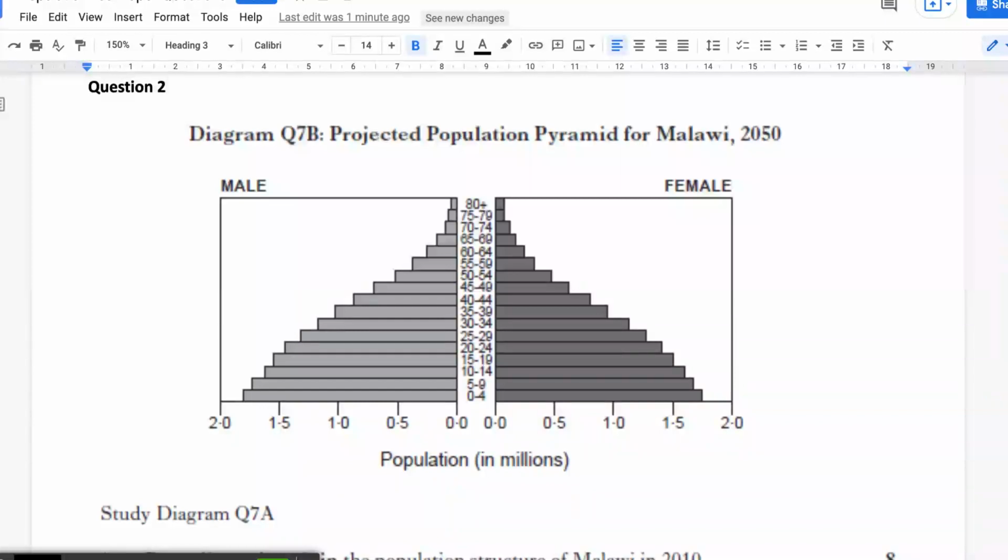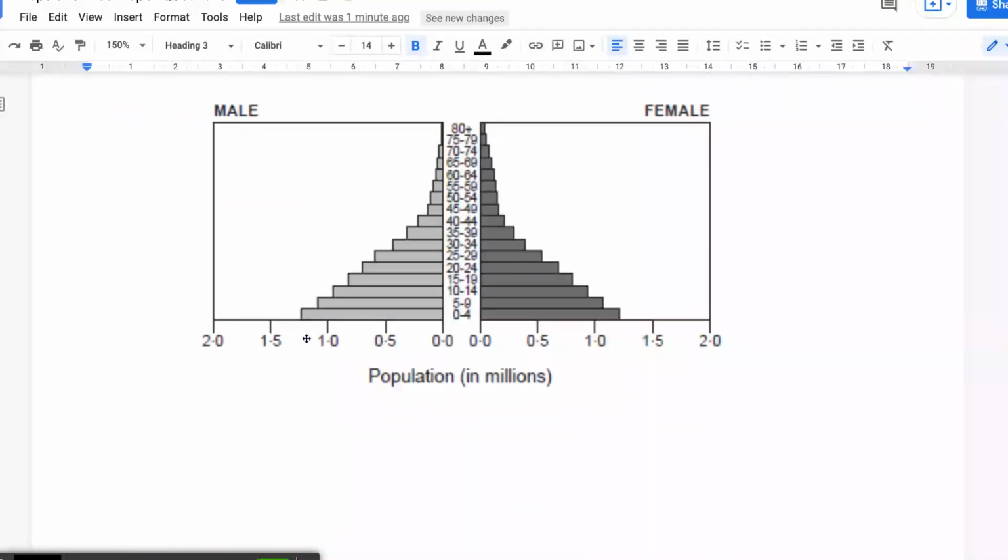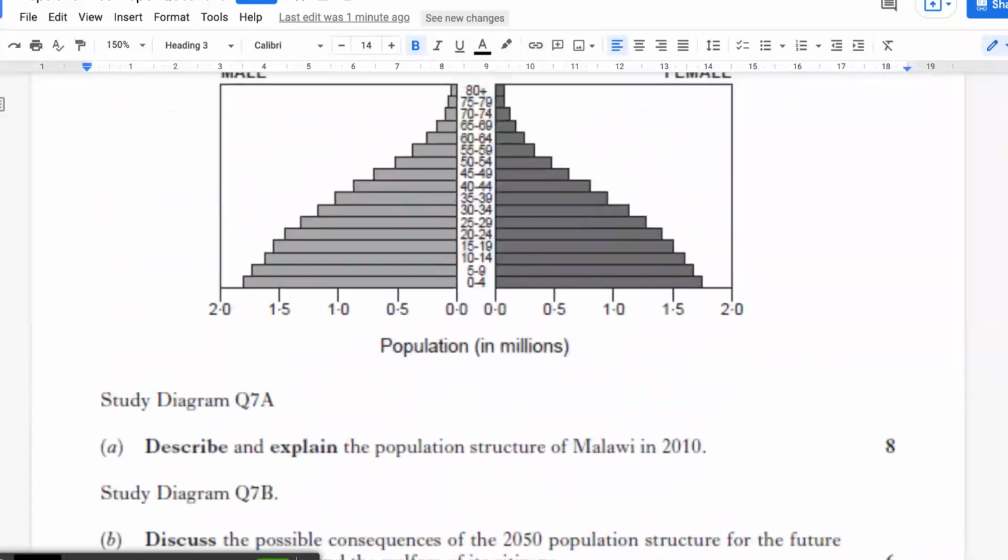Now, what you can see is that in every age category, there are more people. A good part of your answer is going to focus on the youngest age groups because we've seen a significant increase from around about 2.4 million to somewhere in the region of 3.5 million. So we've got a million more young people.